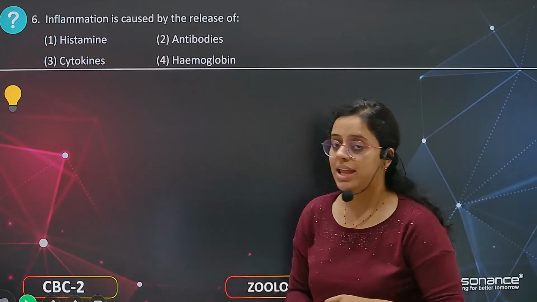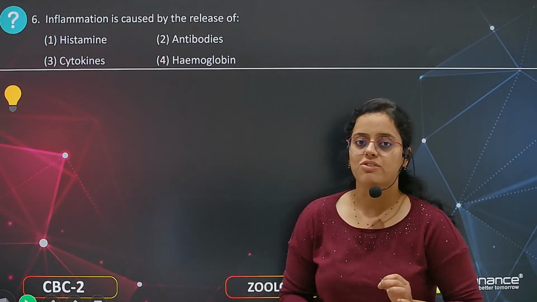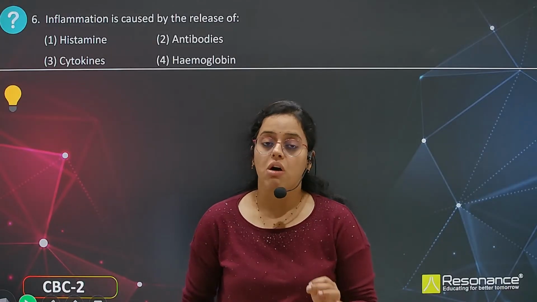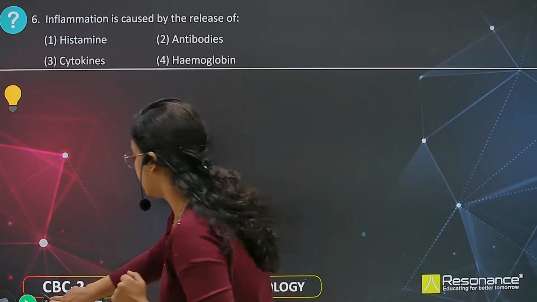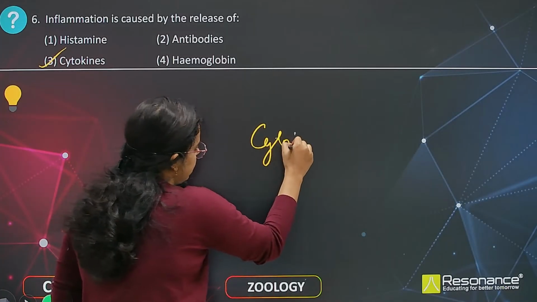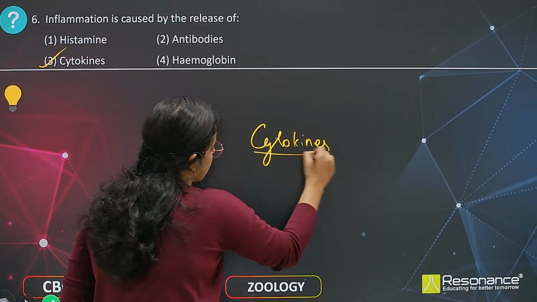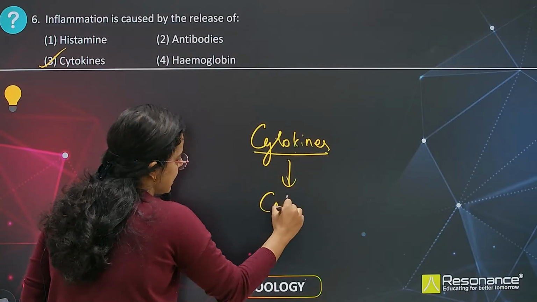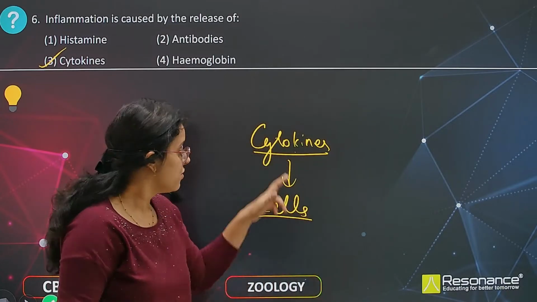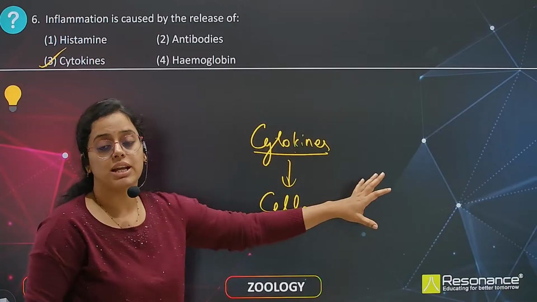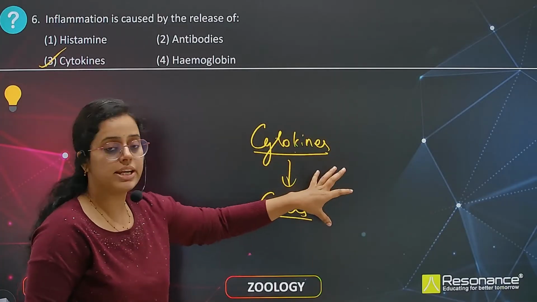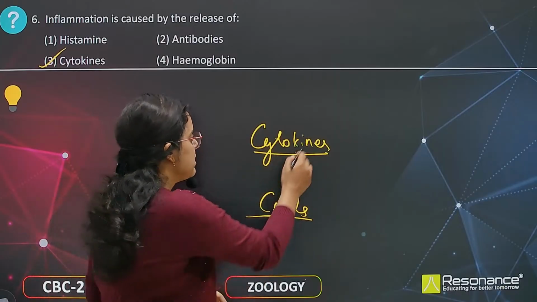Now coming to the next question, inflammation is caused by release of. The inflammation is caused by release of cytokines. Yes. Now what do you understand by cytokines? Cytokines are released by cells, intracellular, extracellular, so that other cells, like B lymphocytes and T lymphocytes, get activated and they secrete antibodies. That is the role of cytokines.